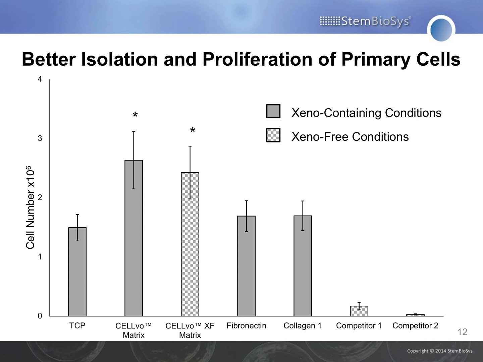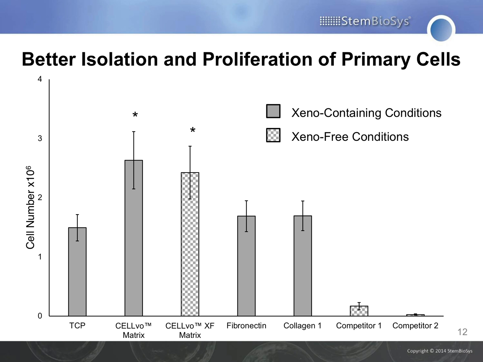Here is looking at proliferation of different types of products. Starting on the left, that's tissue culture treated plastic. Then we have our two CELLvo Matrix products, the standard product and the xeno-free product. Then we have coated dishes. So this is a fibronectin coated dish, a collagen 1 coated dish. These are made by BioCoat type dishes. And then we have two different competitors' products. These are products that are used specifically for mesenchymal stem cells.